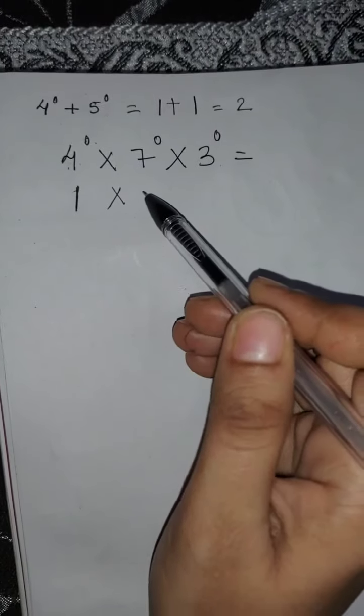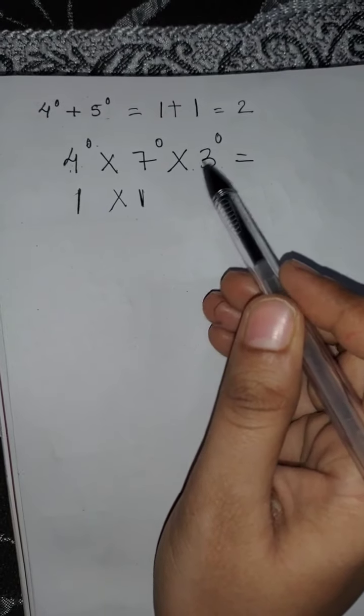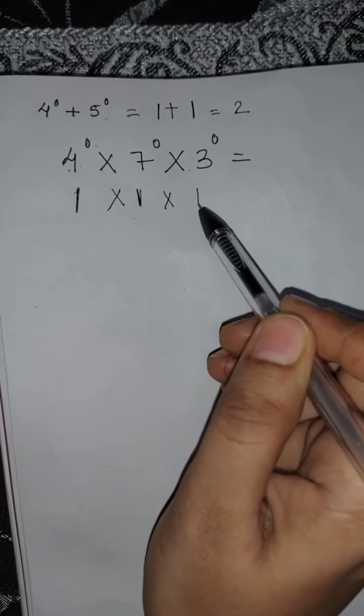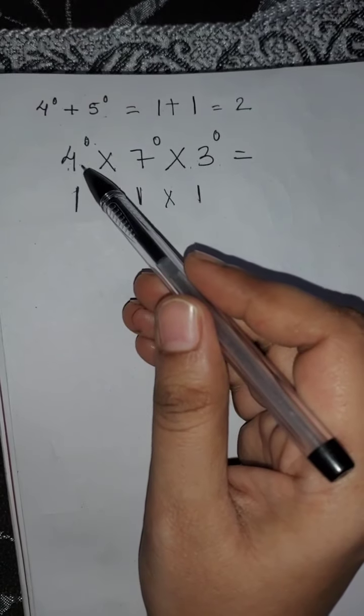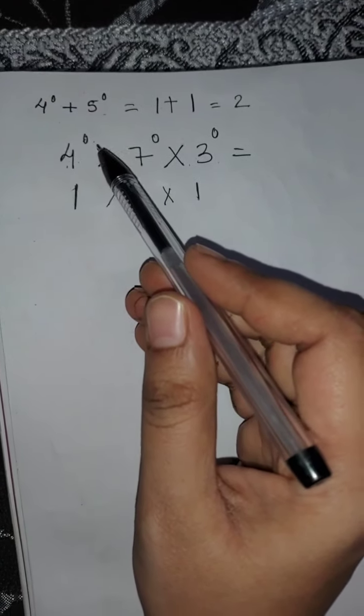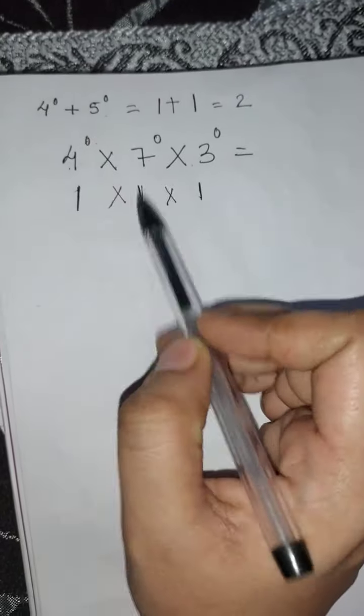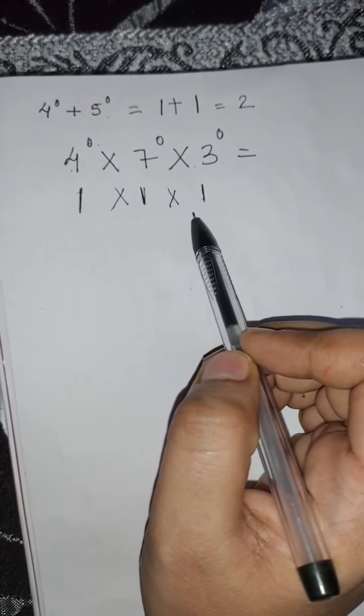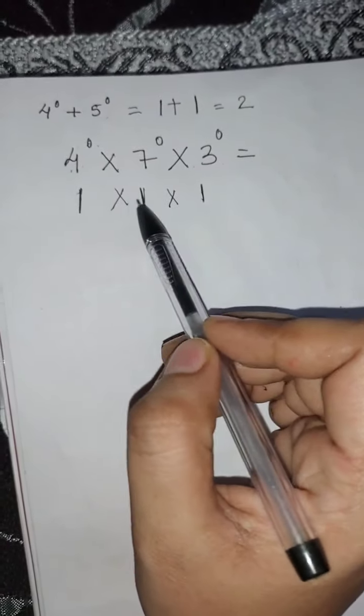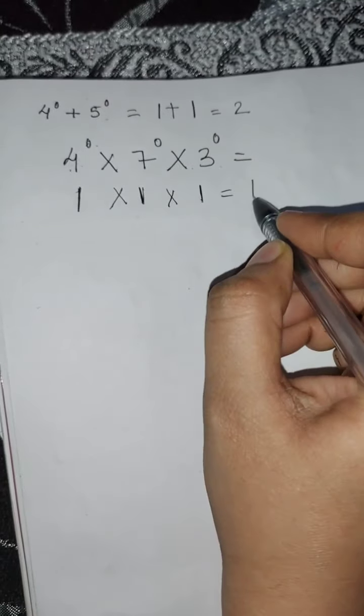7 raised to the power 0 will be 1. And 3 raised to the power 0 will be 1. So wherever you find any digit raised to power 0, the answer in that place will be 1, and the rest of the question functions the same. So 1 into 1 will give you the answer 1.